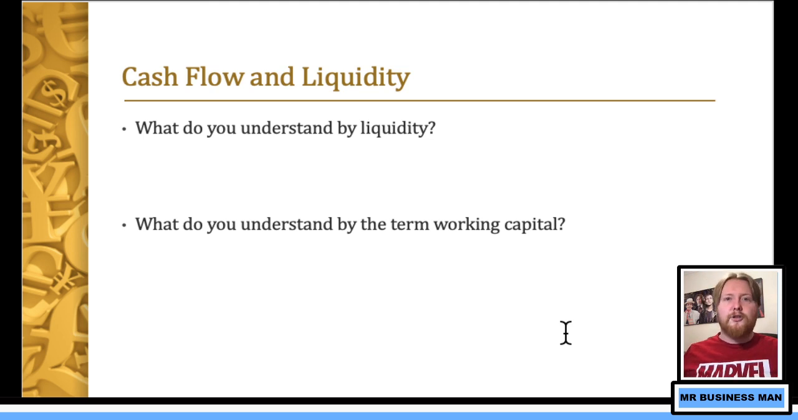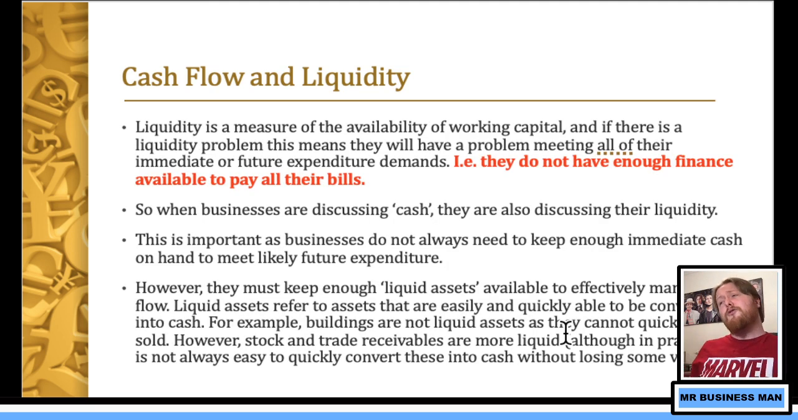So I'll show you some definitions now, okay? So liquidity is the measure of availability of working capital. So like I said, it's your access to cash. And if there's a liquidity problem, it means that we'll have a problem meeting all other immediate or future expenditure demands. So they don't have enough finance available to pay all the bills. Now we're using finance. They don't have enough cash is better. They don't have enough cash to pay the bills. They don't have enough cash, physical cash.